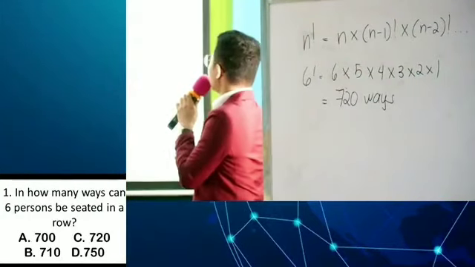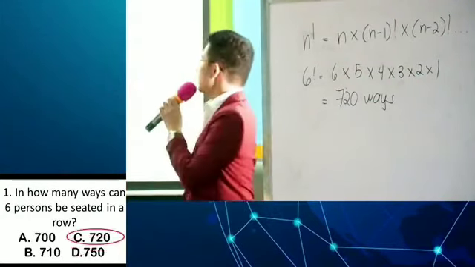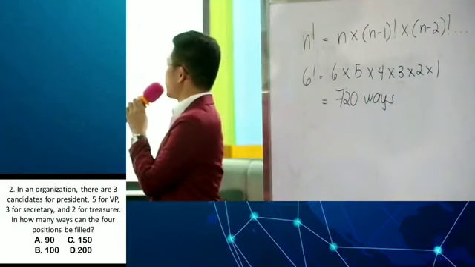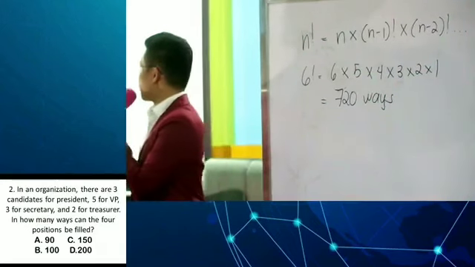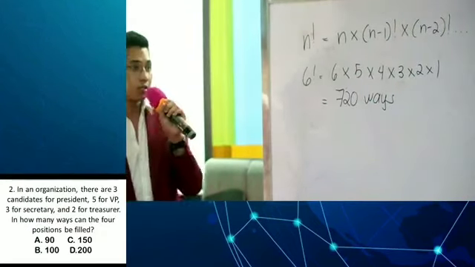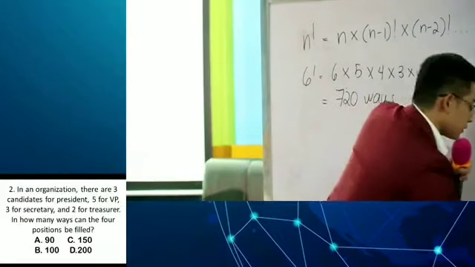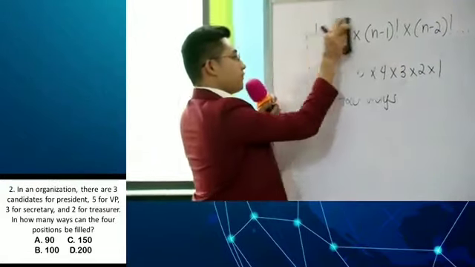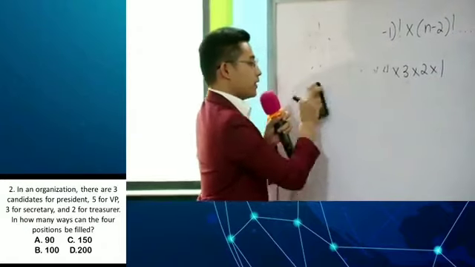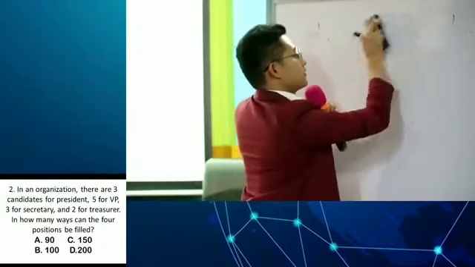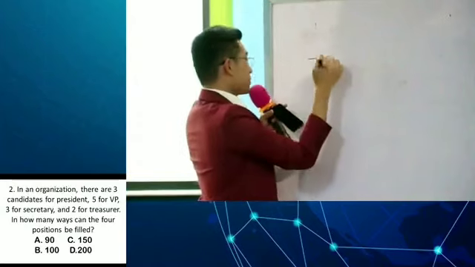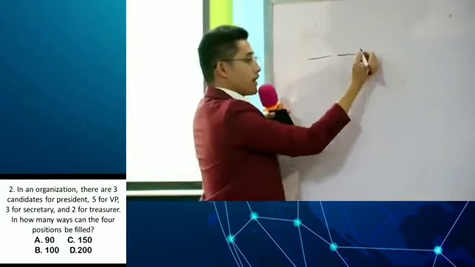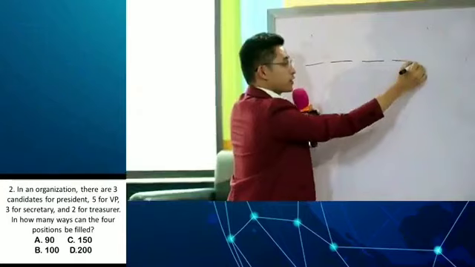So in an organization, there are 3 candidates for president, 5 for vice president, 3 for secretary, and 2 for treasurer. In how many ways can the 4 positions be filled? Okay, so ganito lang yan. So isipin nyo, you have 4 positions to fill, at i-represent natin yung each position by a blank. So first position for president, for vice president, for secretary, and for treasurer.